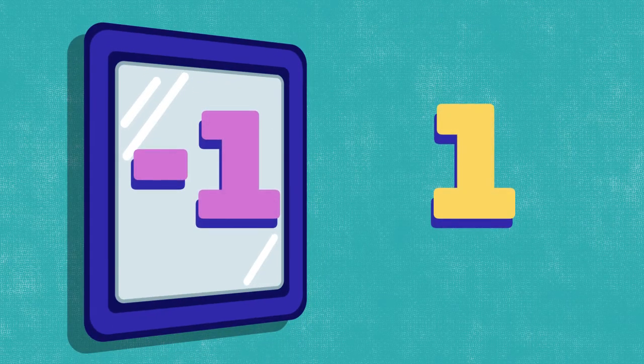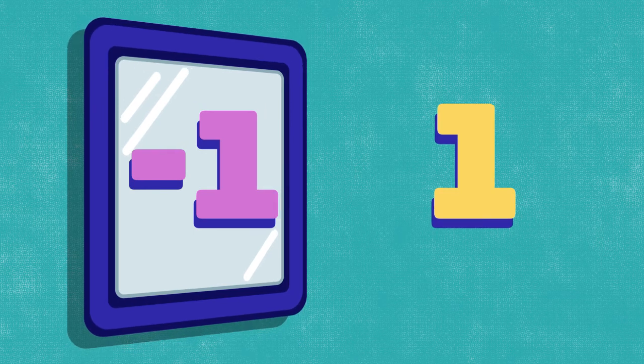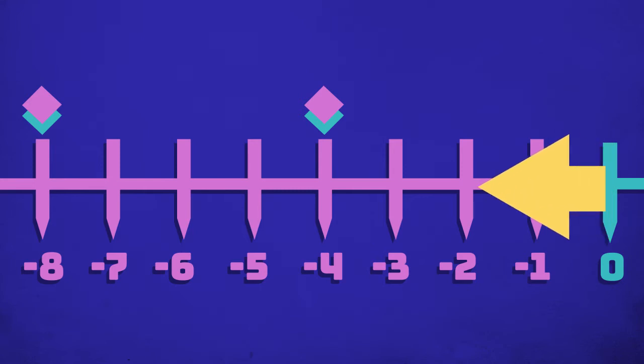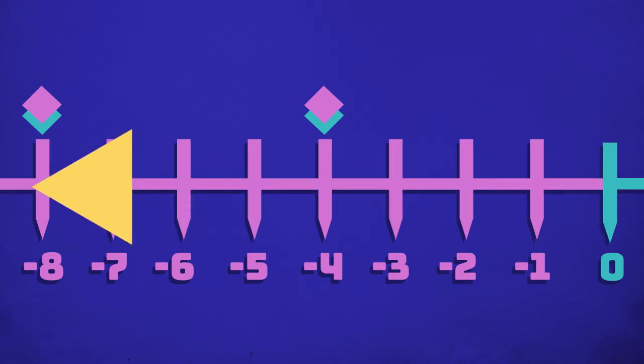Negative numbers are like the mirror image of positive numbers. Minus 8 is 4 places lower on our number line than minus 4. Even though 8 is more than 4, minus 8 is less than minus 4. Just think about how far they are from 0. Minus 8 is further from 0, so it's lower.